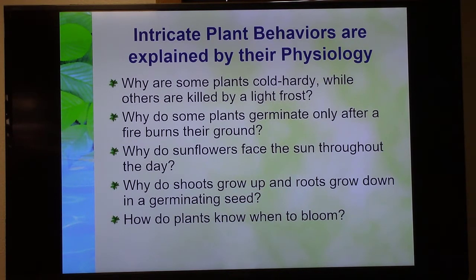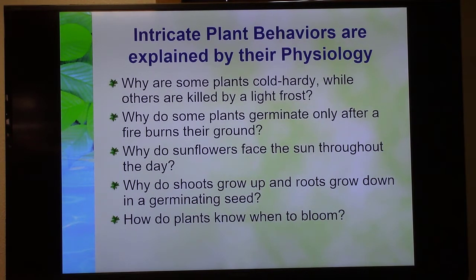Why do some plants germinate only after a fire burns their ground? We don't see that quite as much here, but maybe you've heard up in Colorado or someplace like that. There's a plant called fireweed, and it's beautiful, and it only grows after a fire. How's that? Why doesn't fire kill everything?